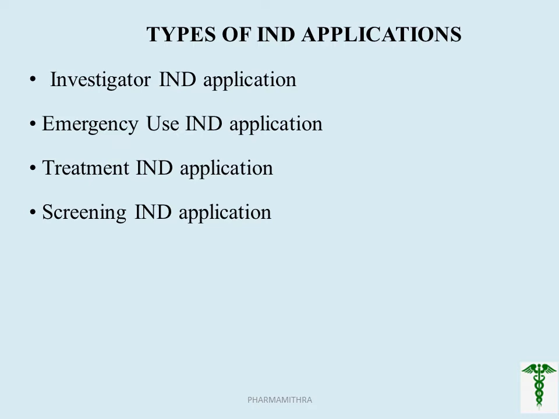The second type is the emergency use investigational new drug application. This application allows the FDA to authorize the use of this investigational new drug in an emergency situation. The third type is the treatment investigational new drug application. In this case, we are submitting for an experimental drug. The fourth type is known as the screening investigational new drug application. Normally, this application is filed for multiple closely related compounds which we are considering for the formulation. So these are the four types of investigational new drug application: investigator, emergency use, treatment, as well as screening.